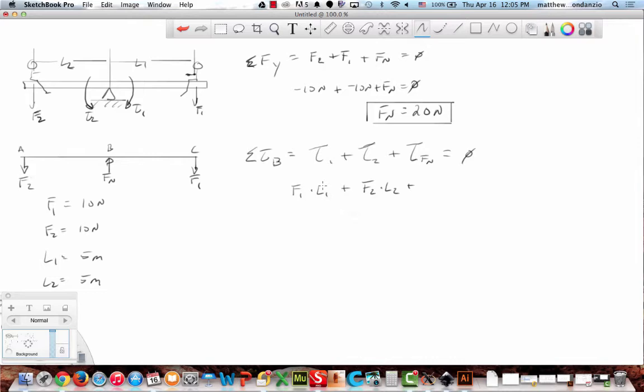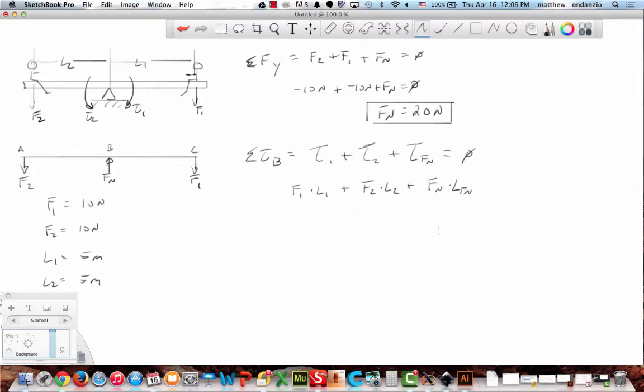From the pivot point to the force location, right? The lengths are from the pivot point. When I look at the lengths in this equation, these lengths are from the pivot point to the location where the force is acting. Does that make sense? So in this case, L1 is what? 5 meters. So I'm going to say, okay, hold on. I'm going to say this is plus Fn times LFn.